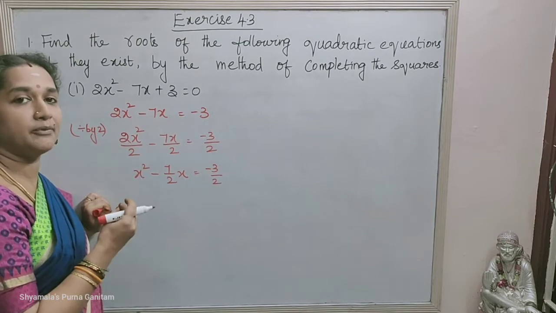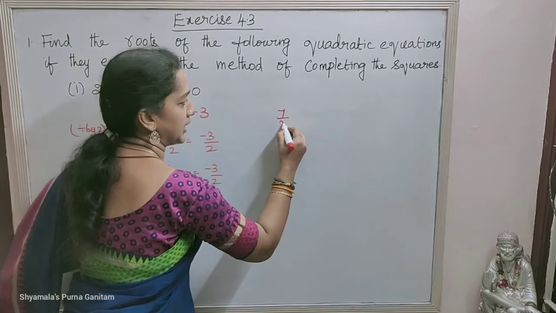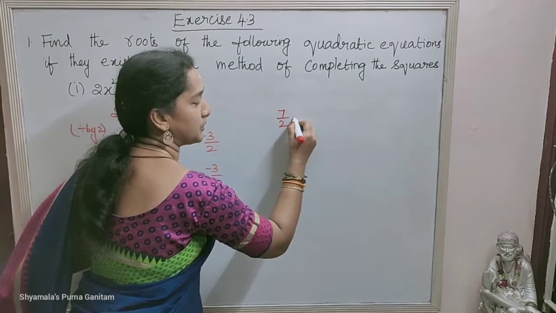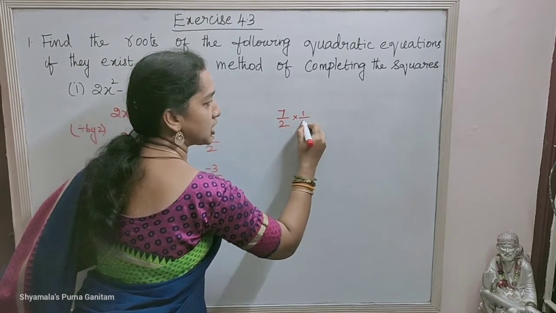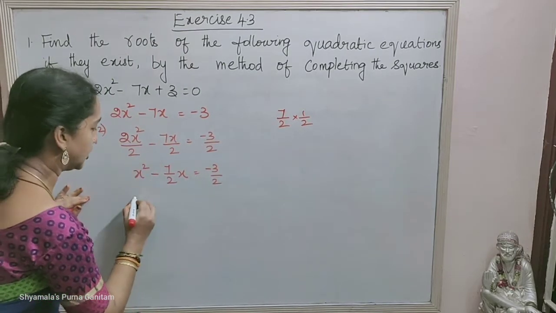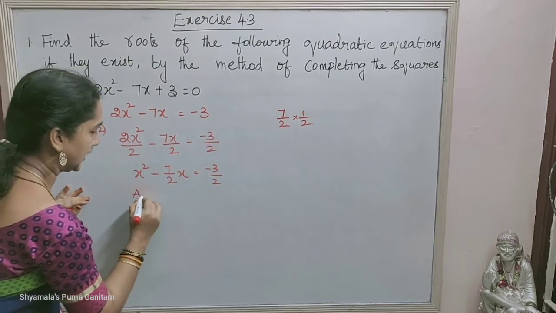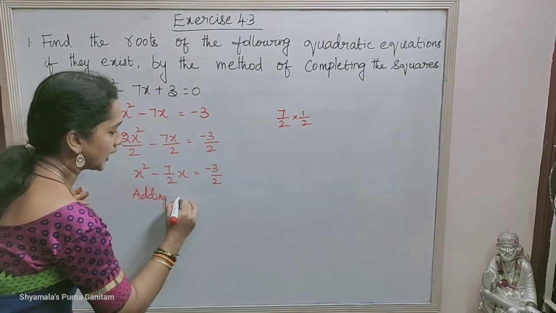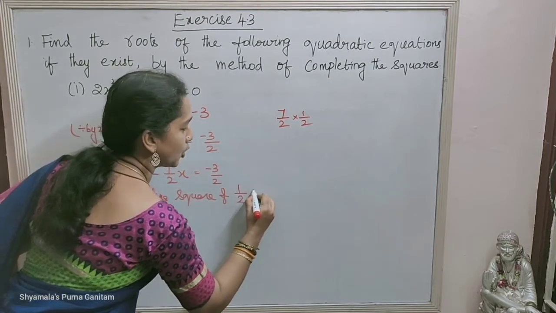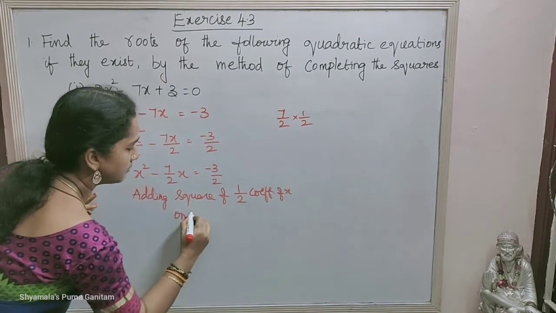For this, you have to write half the coefficient of x. So what is half the coefficient of x? Coefficient of x is 7 by 2. What is half of the coefficient of x? Half of the coefficient of x, that is 7 by 4. I will tell you why to write that. Okay, adding the square of half the coefficient of x on both sides.